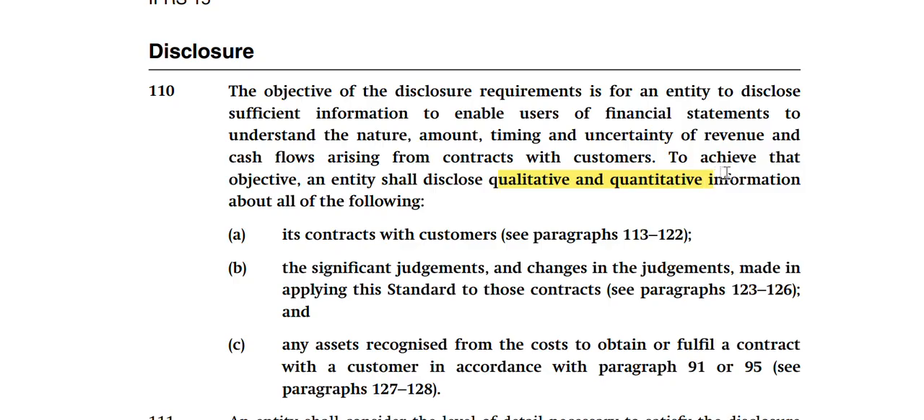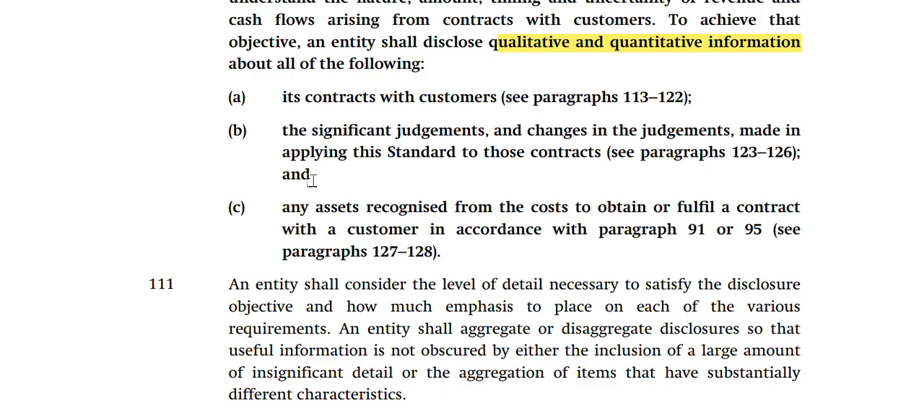So it is important to take note, candidate, that the qualitative and quantitative information is required in the disclosure so that the users of the financial statements can understand the nature, the amount, and timing, as well as uncertainty of the revenue. So what will the user wish to see in order to meet the qualitative and quantitative objective? The contracts with customers, and the significant judgments, and changes in judgments made by management in applying the standard to those contracts, and any asset recognized from the cost of obtaining or fulfilling the contracts with the customer in accordance with paragraphs 91 to 95.